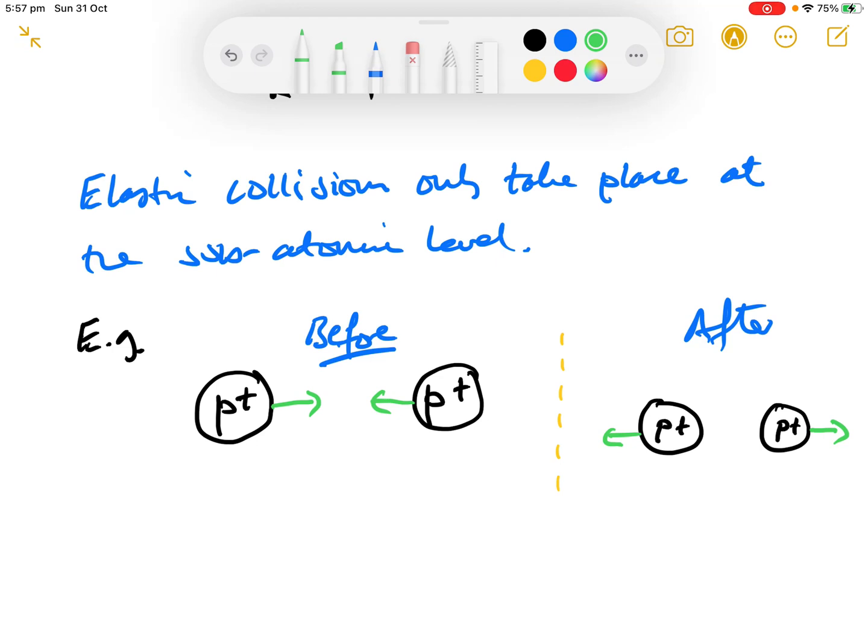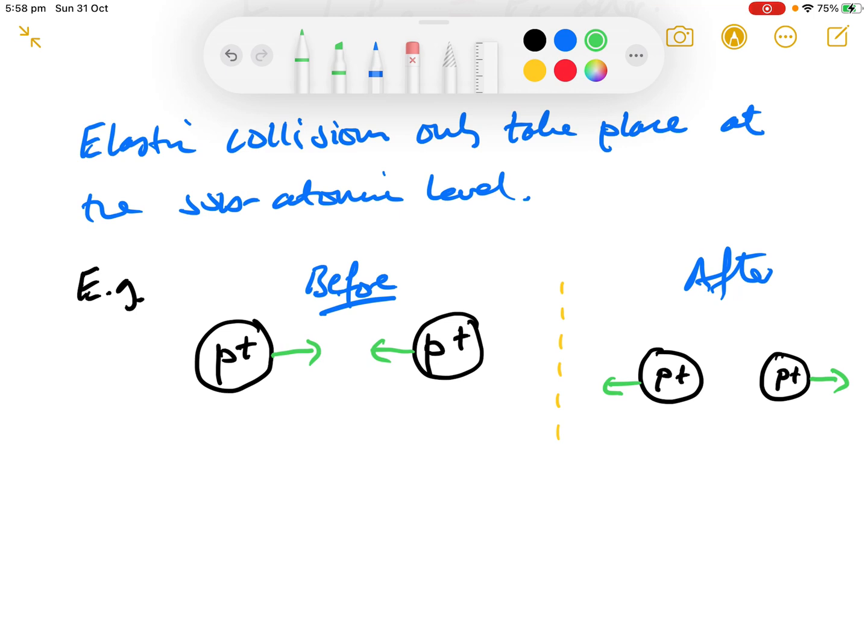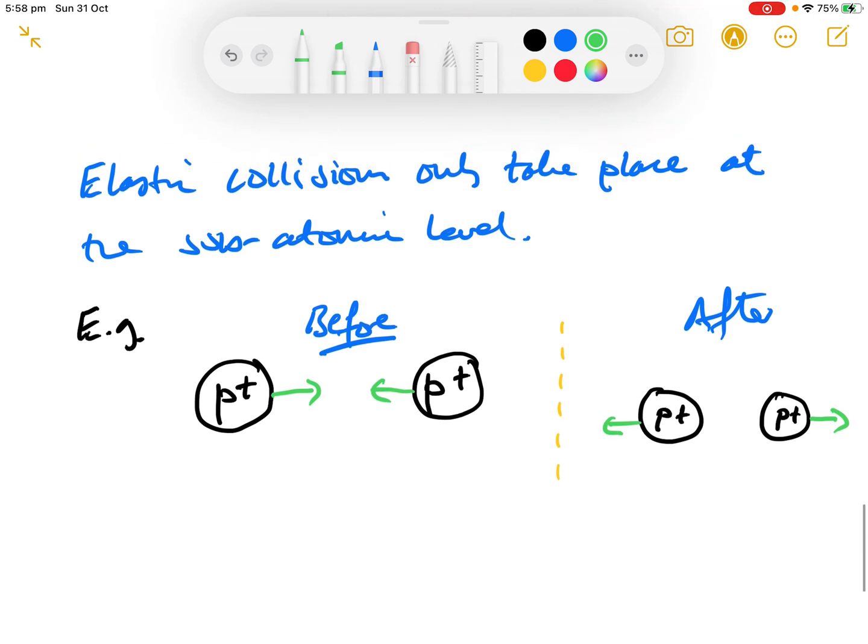And because when two protons interact and collide, there's no physical contact. What's basically happening is they repel each other, and so it's their electrostatic fields that basically overlap with each other. So there's no actual friction involved, therefore no energy is lost.